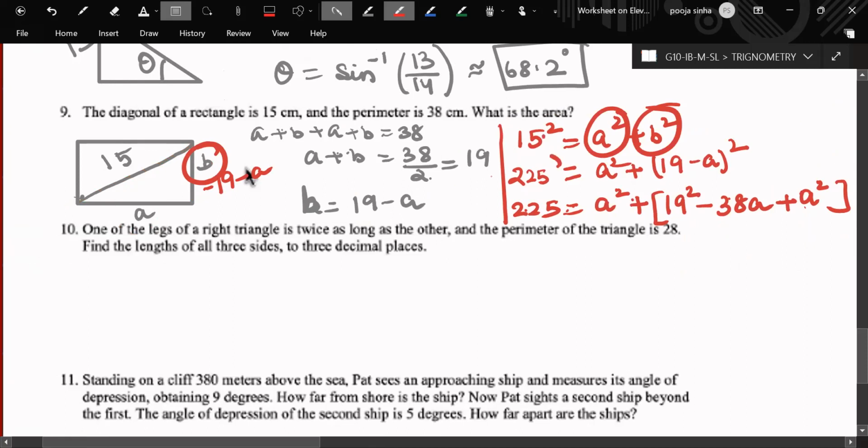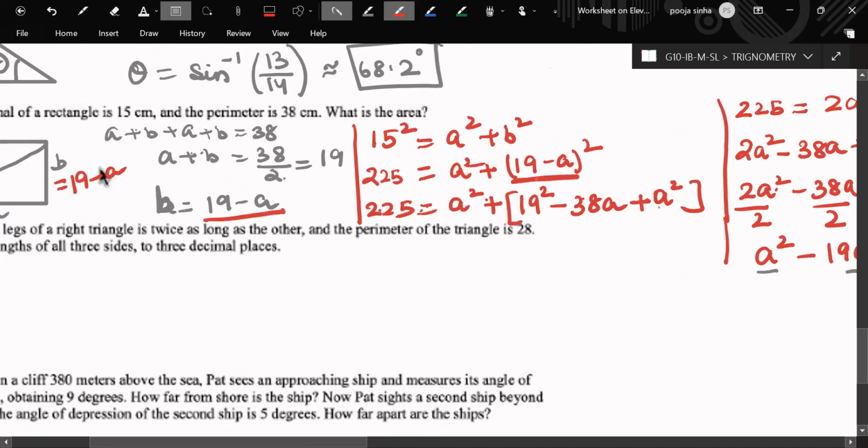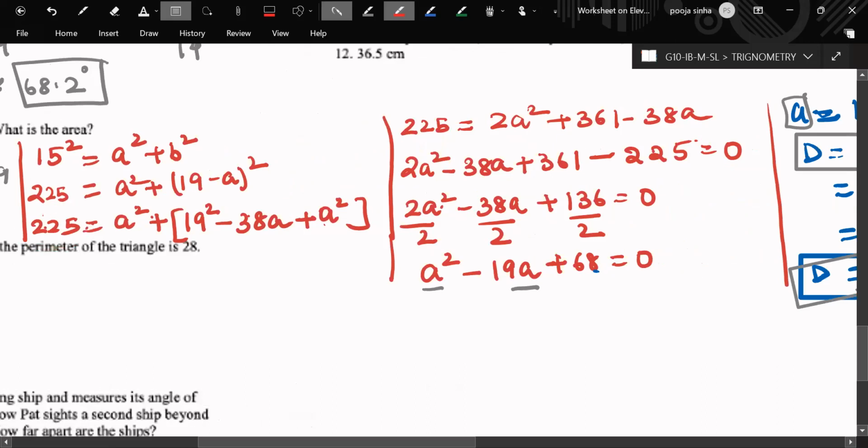15 square is 225. A square as it is, and in place of B square, we applied 19 minus A, because B was 19 minus A. Now we opened the bracket. It becomes this square plus this square minus 2AB, so that becomes minus 38A. This becomes 225 equals 2A square, because this is A square and A square, plus 361, which is 19 square, minus 38A.